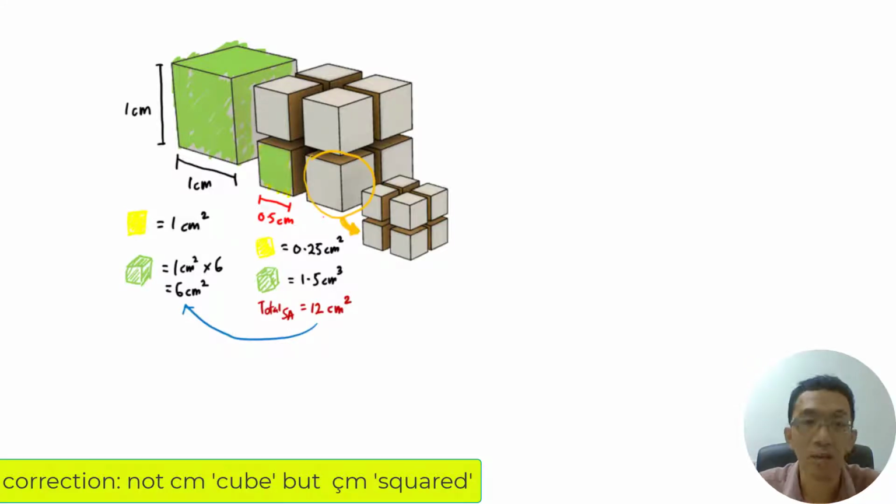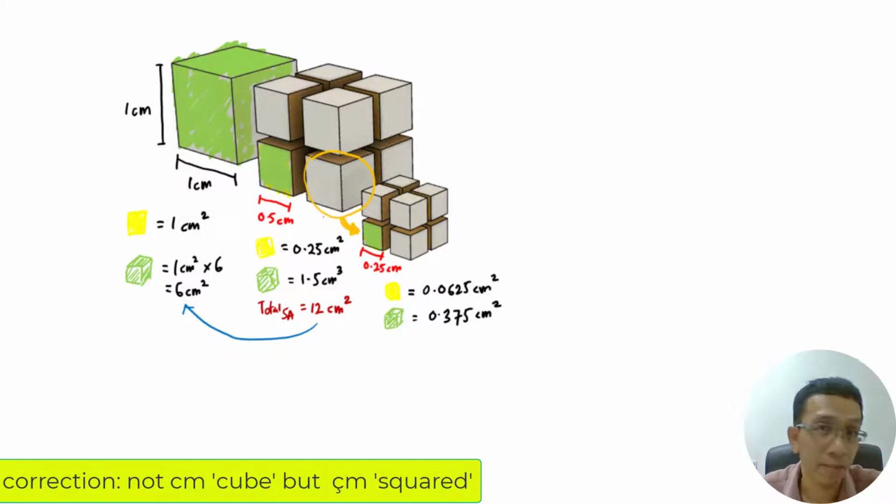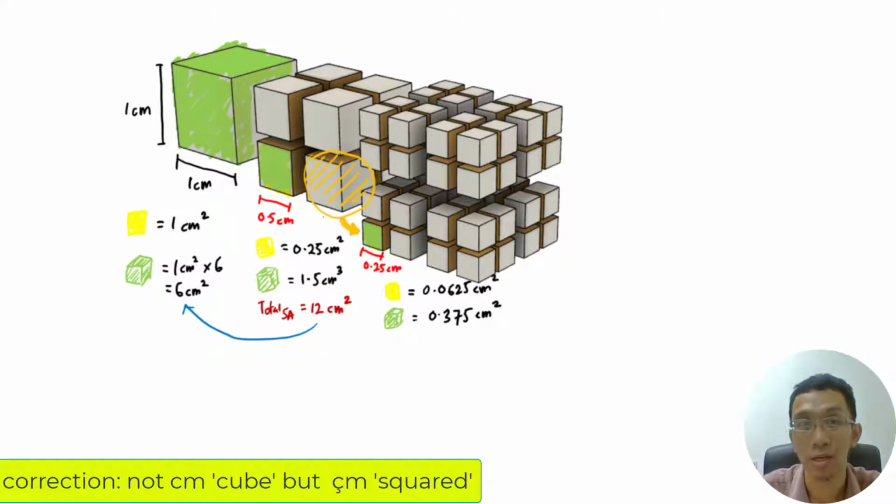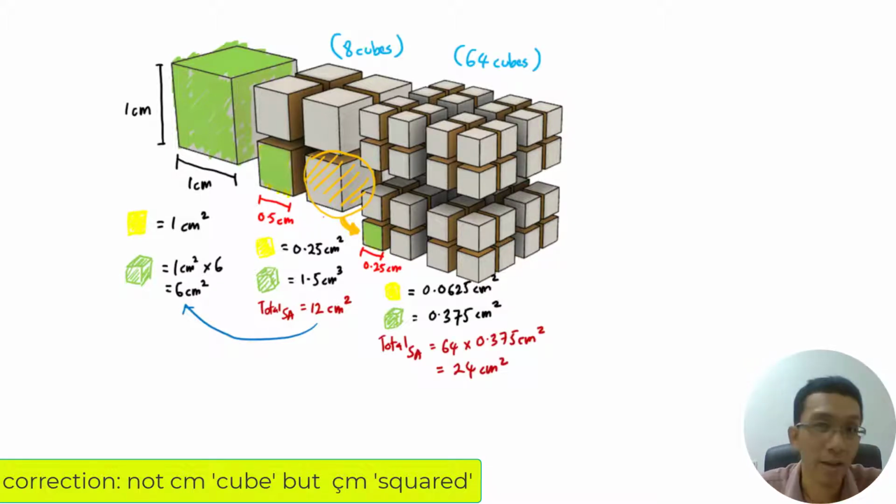If we repeat the same process for each cube here, you will get another 8 cubes. The length now becomes 0.25 cm, giving each face an area of 0.0625 square cm. Multiply by 6, we get 0.375 square cm for each cube. And here we don't just multiply by 8, because the 8 is coming from this portion only. When you take into account all the portions, the number of cubes will be 64. And this 64, you multiply with the surface area of one individual cube. So you get 24 square cm. And this value is double the previous.